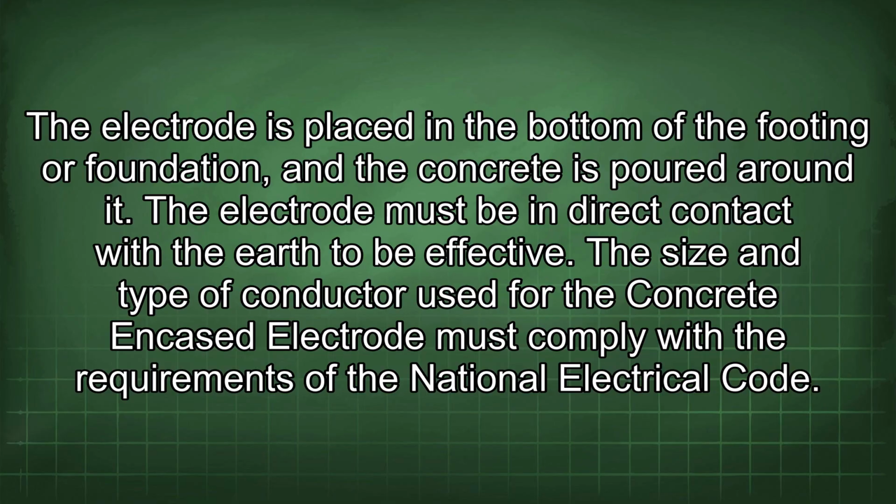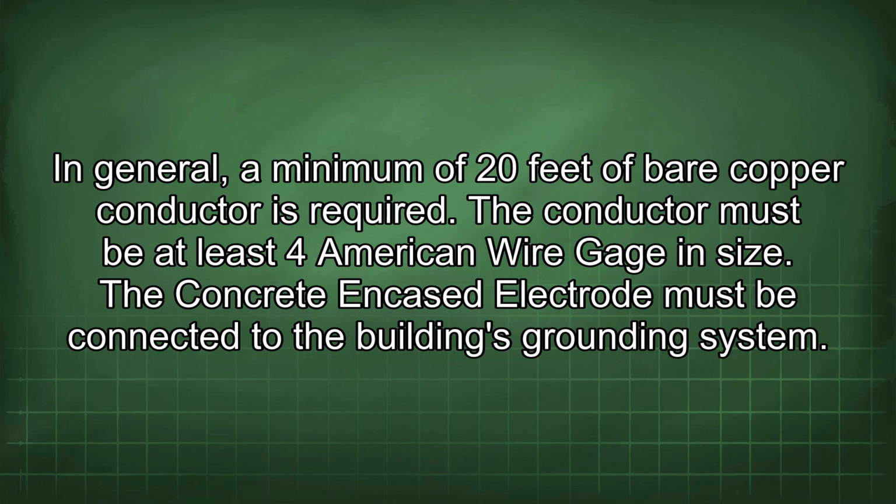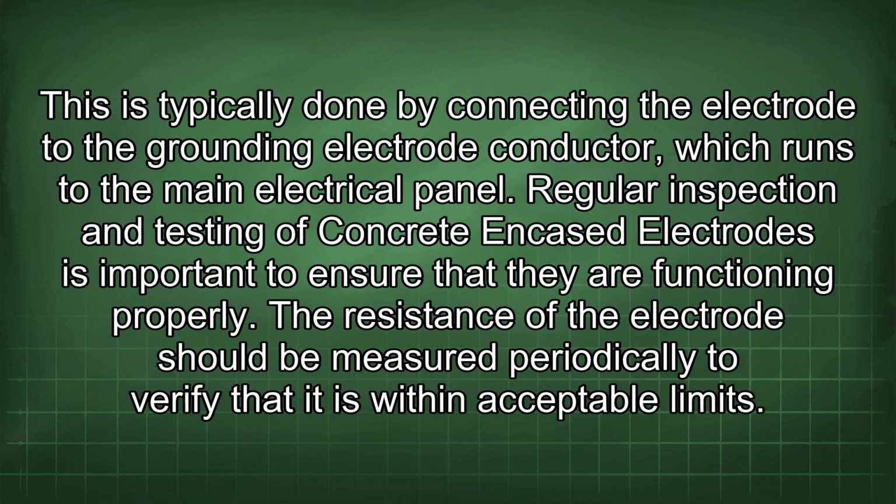The electrode must be in direct contact with the earth to be effective. The size and type of conductor used for the concrete encased electrode must comply with the requirements of the National Electrical Code. In general, a minimum of 20 feet of bare copper conductor is required. The conductor must be at least 4 American wire gauge in size. The concrete encased electrode must be connected to the building's grounding system. This is typically done by connecting the electrode to the grounding electrode conductor, which runs to the main electrical panel.